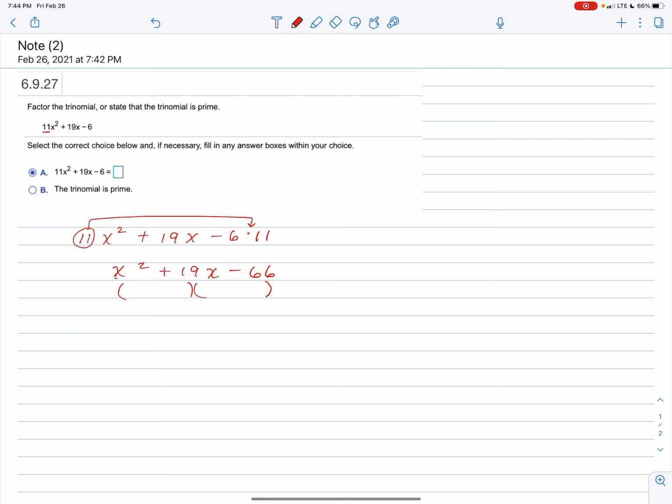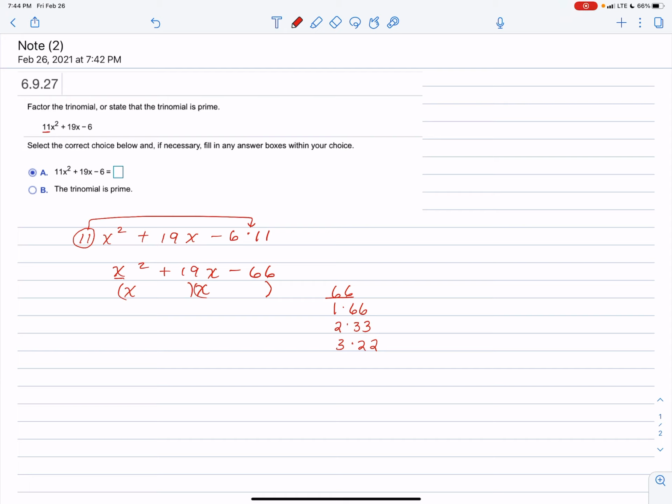So I need factors of x squared. Well, that can only be x times x. And factors of 66. Okay, I'm going to go down the list. 1 goes in 66 times. 2 goes in 33 times. 3 goes in 22 times.